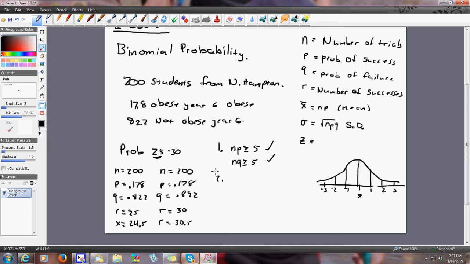Alright, so the second thing I'm going to do is find this first. I find my np, which is going to be my mean. So np, I just said, was 35.6. And now I'm going to find my standard deviation, which is sigma, by doing n times p times q, so 35.6 times 0.822, and I find the square root of that, and so that value is 29.2632.